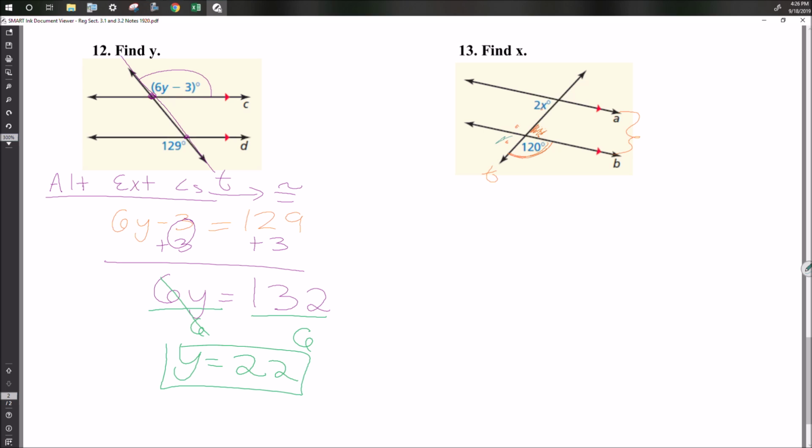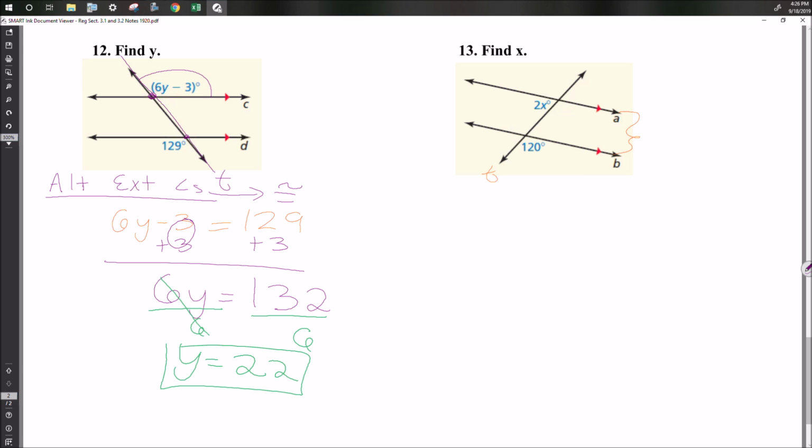If I chose this angle right here, that would make that 2x degree angle and that angle corresponding angles, because they're both to the left of the transversal and below their respective parallel lines. Or lastly, if I chose this angle right here and the 2x degree angle, those are consecutive interior angles. They're inside the two parallel lines and they're to the left of the transversal. So those would be supplementary angles. So now we just have to choose one of those things.